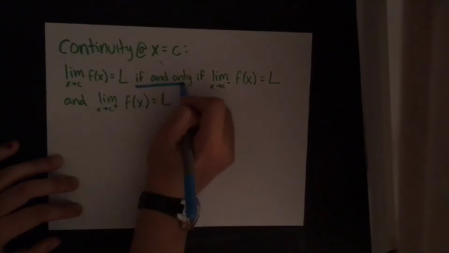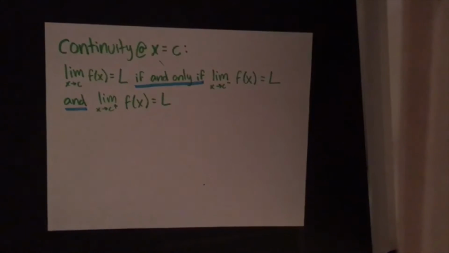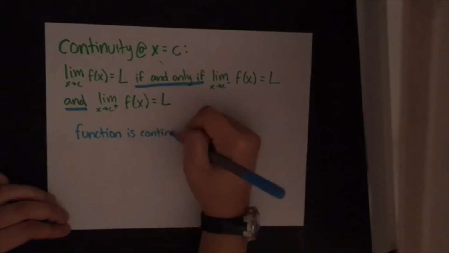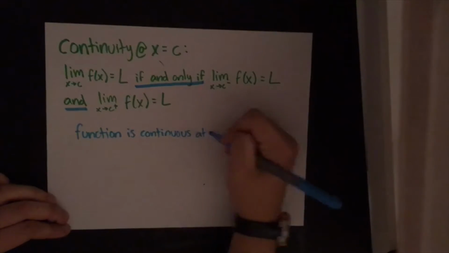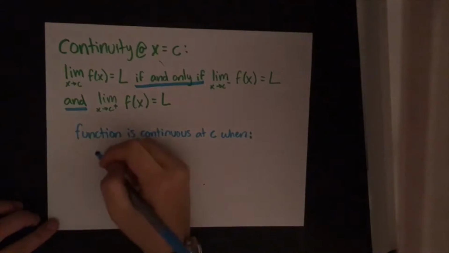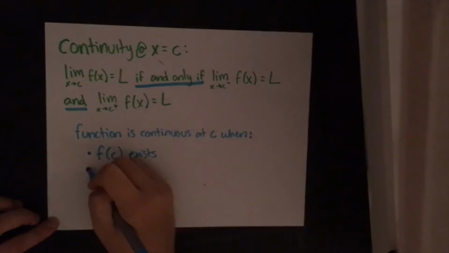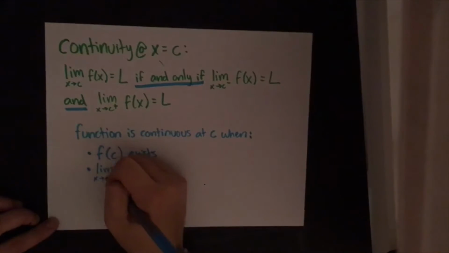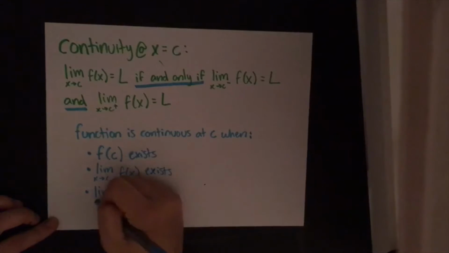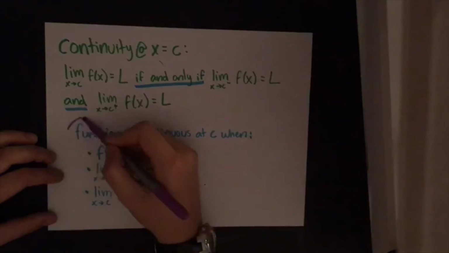Topic 2. Continuity. This definition in green helps determine whether or not a limit exists, which further can help us determine whether a function is continuous at point c or not. A function is said to be continuous at x equals c when it meets 3 criteria. First of all, f of c must exist, so c is in the domain. The limit as x approaches c of f of x must exist, and this limit as x approaches c of f of x must equal f of c.